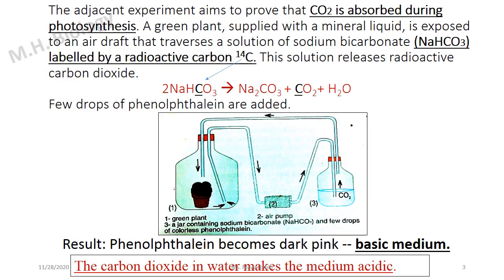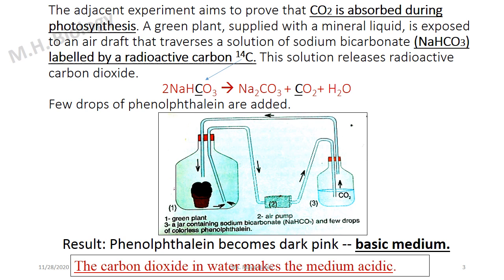We will start this session with an experiment, which is done to prove that carbon dioxide is absorbed during photosynthesis. So, a green plant, supplied with a mineral liquid, is exposed to an air draft that traverses a solution of sodium bicarbonate labeled with radioactive carbon. This solution releases carbon dioxide, which will be radioactive, because it contains this radioactive carbon. A few drops of phenolphthalein are added to the sodium bicarbonate solution. Phenolphthalein is a pH indicator that changes color depending on the pH of the medium.